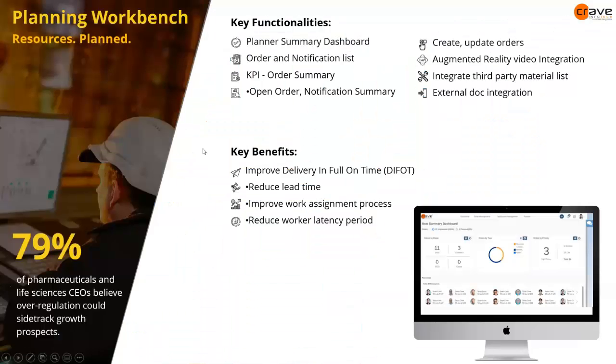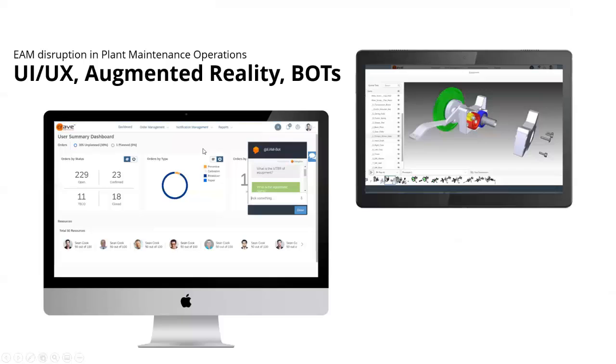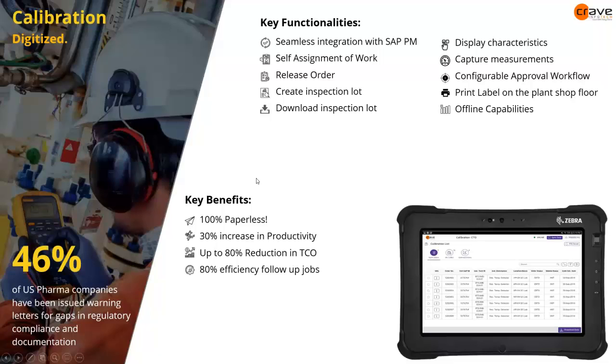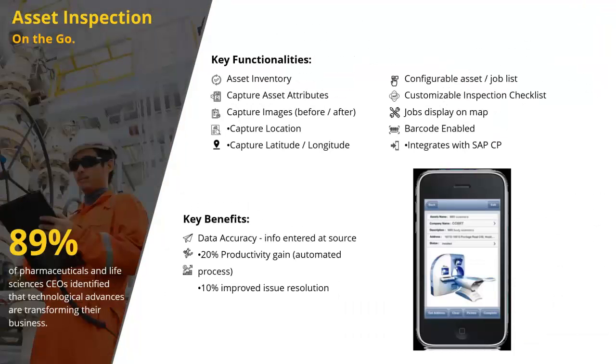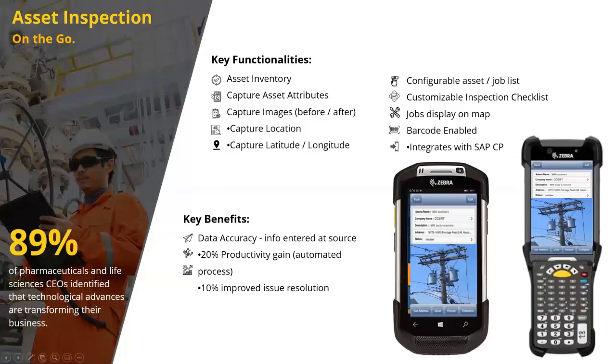So you have seen planning workbench and augmented reality. I couldn't get that up and running, but this is how it works. Also, we have chatbots, so you can verbally say, tell me what is the mean time between failure for this equipment, and it will bring that up. Calibration, breakdown and maintenance, asset inspection. This is specially built for utilities, pharma, life sciences, and especially the large equipments outside.